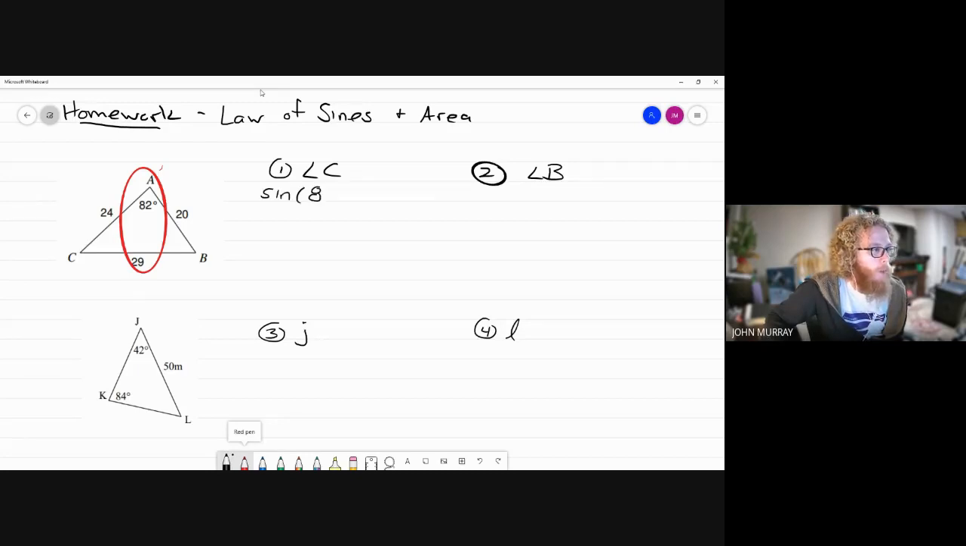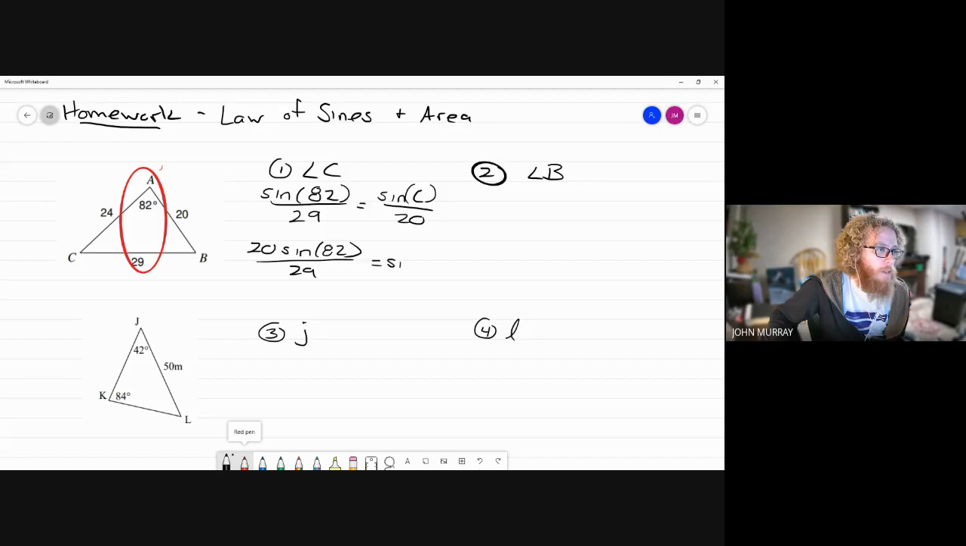So the first part is the sine of 82 over 29. And that is going to equal, I'm looking for C, so the sine of C over 20. Again, I do it like this because to start solving, all I have to do first is multiply both sides by 20. So I get 20 sine of 82 over 29 equals the sine of C.